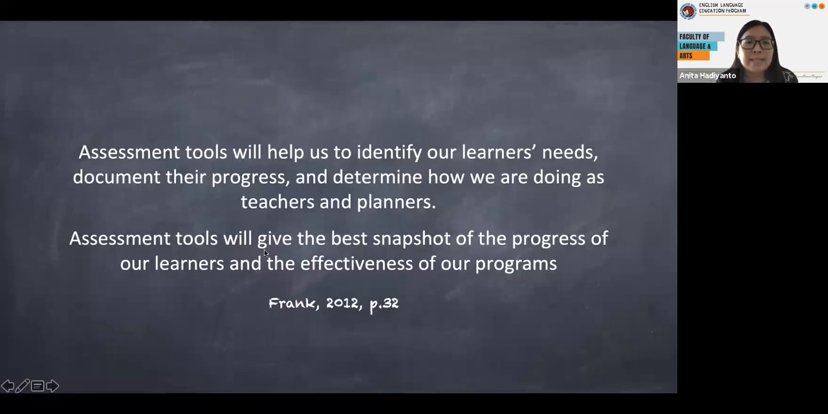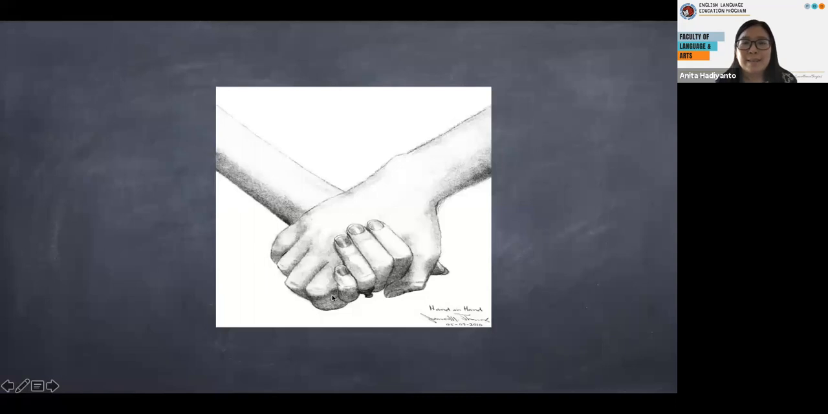And of course, assessment tools will give the best snapshot of the progress of our learners and the effectiveness of our program. I should say this is an illustration that I love, because we should see assessment and extensive reading not as separate things. Assessment can work hand in hand with the other ER principles, and it can be used to motivate students more in reading, with other benefits as well, as I mentioned before.